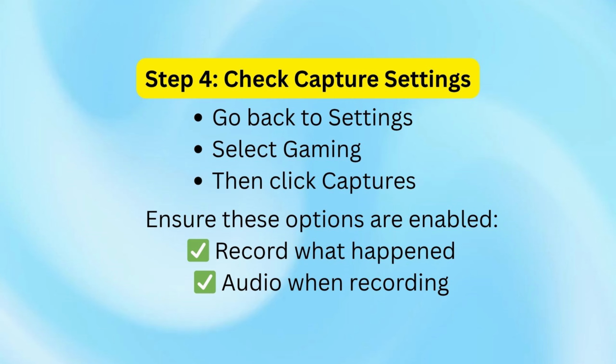Now let's make sure recording options are properly configured. Go back to Settings, select Gaming, then click Captures. Ensure these options are enabled: record what happened and audio when recording. These settings ensure your gameplay and sound are captured correctly.